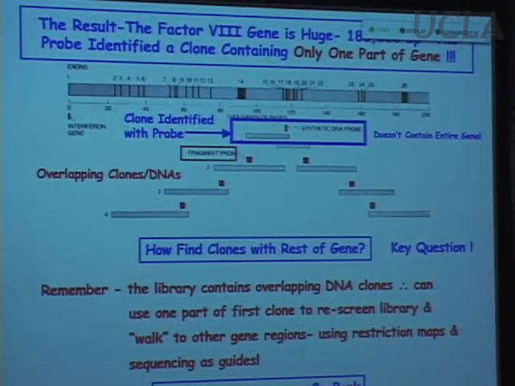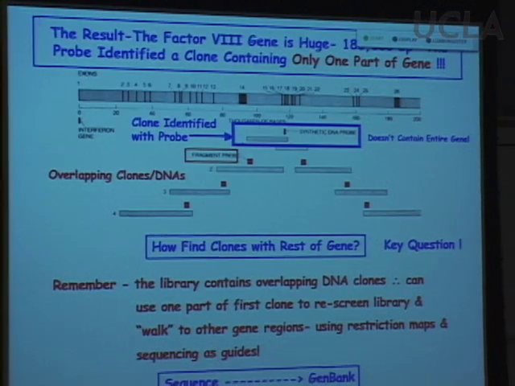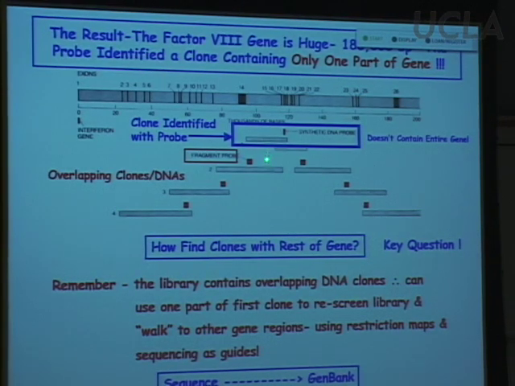And they found this clone and that clone. And they sequenced that and found out, well, we don't have the factor VIII gene. So they took this clone and went back into the library and found that clone, and they still didn't have the whole factor VIII gene. And they took that clone and went back into their library and they found this one. And all along the way they're sequencing.